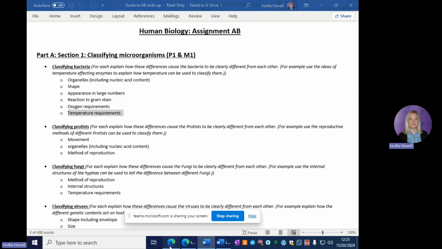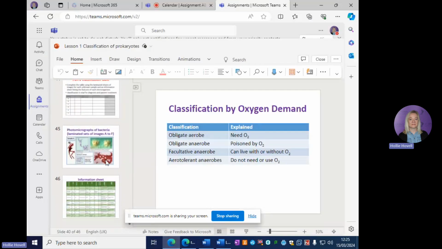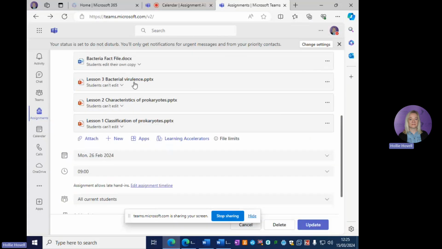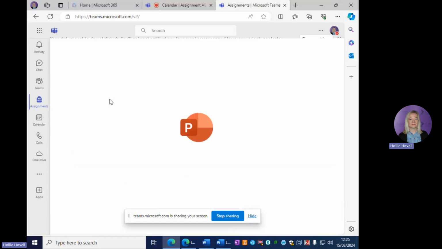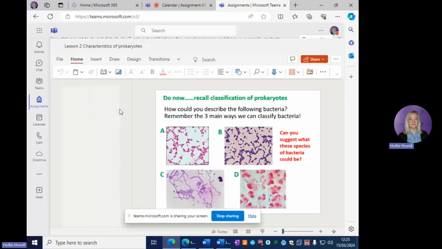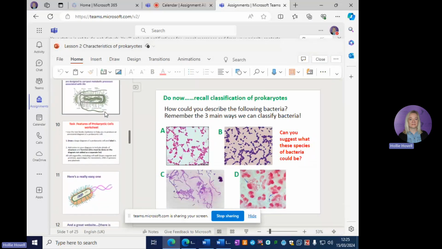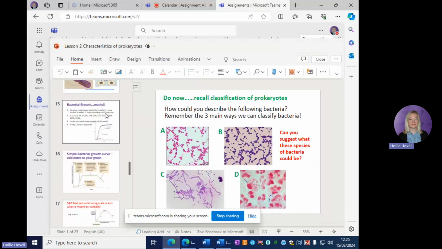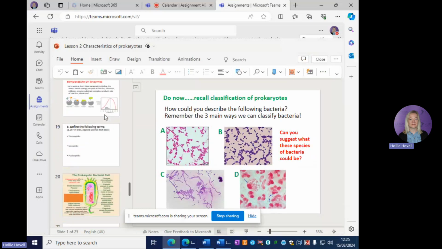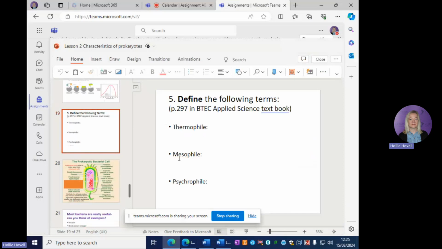The next part is the temperature requirements. Now, the temperature requirements isn't in that PowerPoint. The temperature requirements was in lesson 2. Some bacteria are adapted to live at high temperatures, some are adapted to live at low temperatures, and there's definitely a slide in here where we went through thermophiles, mesophiles, and psychrophiles. You'll have written those down in your booklets. Obviously, you can look them up on the internet as well. There are 3 different types of bacteria that are adapted to live in different temperatures.